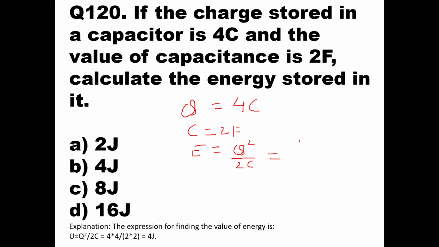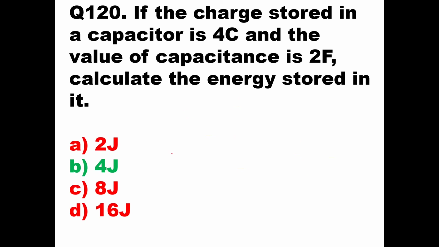So here Q square means 4 square, upon 2C means 2 into 2. So this is nothing but 16 upon 4. This is nothing but 4 joules. So energy is equal to 4 joules. So here option B will be the right answer. That is 4 joules. 4 joules will be the answer for this problem.